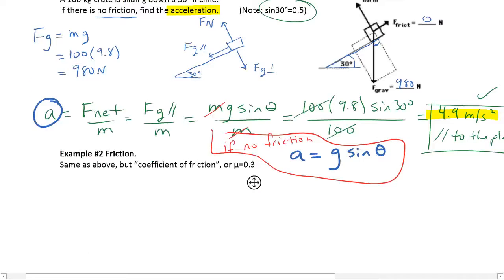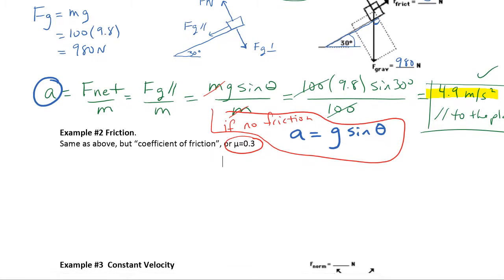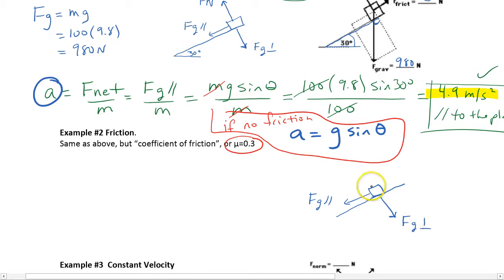Okay, so let's do the second example now, when there is friction, and we're going to use a friction coefficient of 0.3. I'll just draw the diagram again here. We've got this inclined plane and this object. We have already figured out that this is Fg parallel, this is Fg perpendicular, this is the normal force, and this will be the friction force. I'm going to draw the friction force a bit smaller because I presume there will still be a little bit of acceleration down the inclined plane.